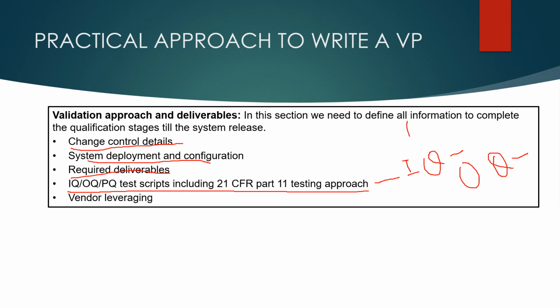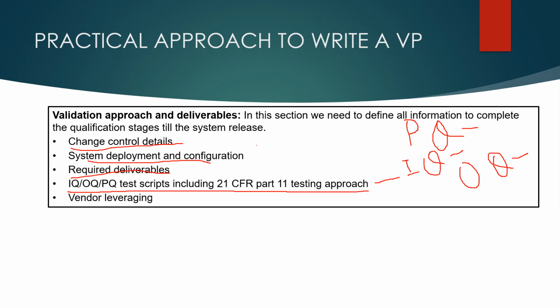Next, if you are going to prepare the PQ test script, then you need to define the actual process you are going to use in routine operation. So how the method will be created, and how the analysis will be performed using that method. Such things we need to define. Also we need to include performance related testing criteria, that is the system calibration part, which can also be included to check the performance of the whole system.